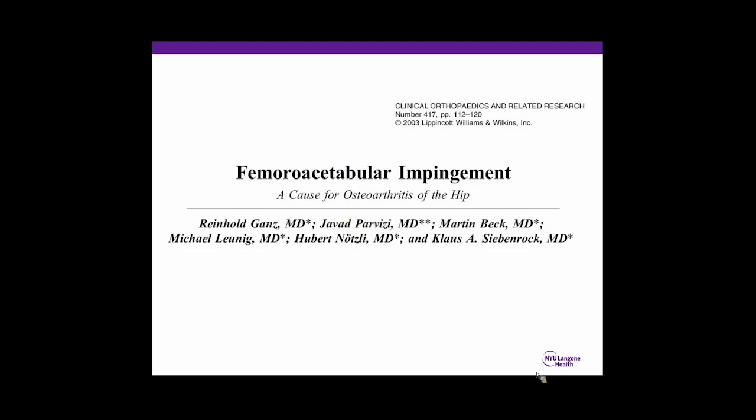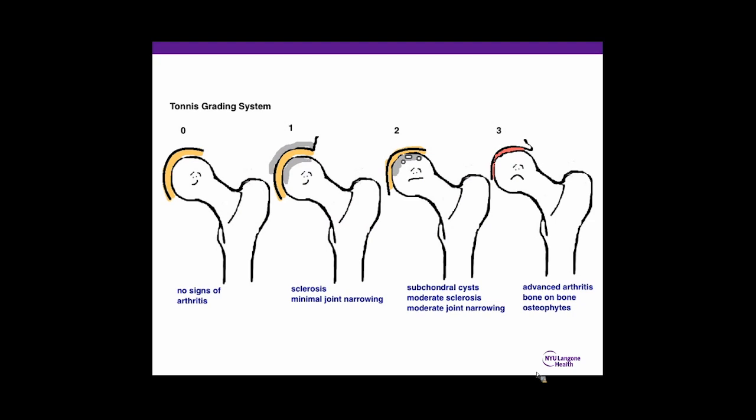But in general, this is the paper from 2003 by Ganz that launched many hip preservation careers, and increased the rates of hip arthroscopy over the last 2 decades. And one of the things that we have to understand is that the most commonly used grading system for arthritis today is the Tönnis grading system, which starts at 0, 1, 2, and 3. And 3 is basically bone-on-bone arthritis. And I have to tell you, this is a grading system that really hamstrings us.